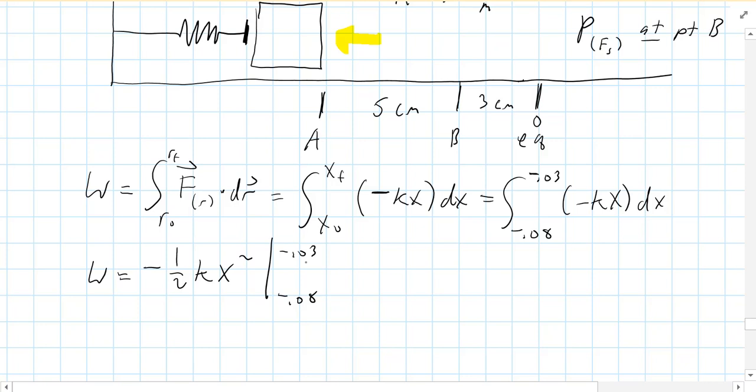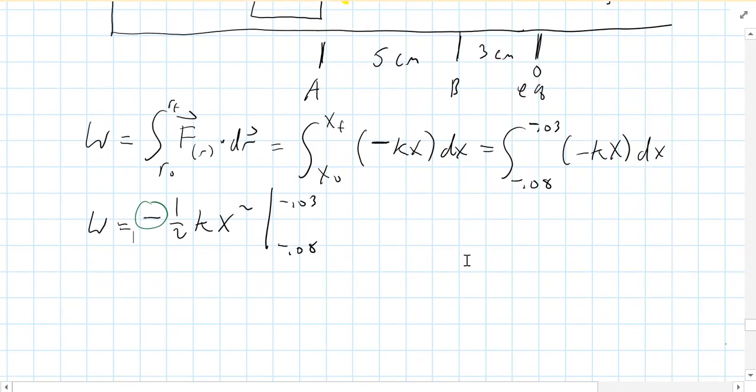Now, before I do all that, would you get a different answer if you evaluated it from positive 0.08 to positive 0.03? No, because you're squaring those and the negatives go away anyway. Would you get a different answer if this negative sign were positive? Yes, you would get the opposite of the answer, and I'll talk about that in a moment.